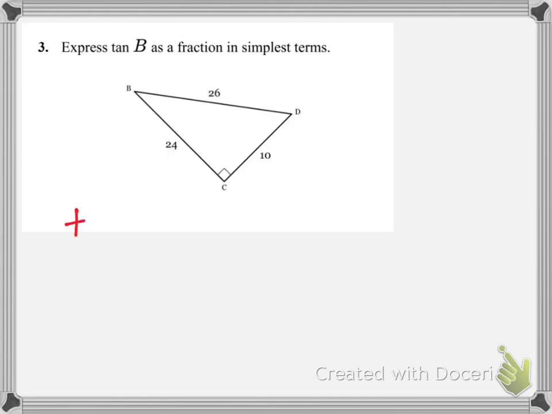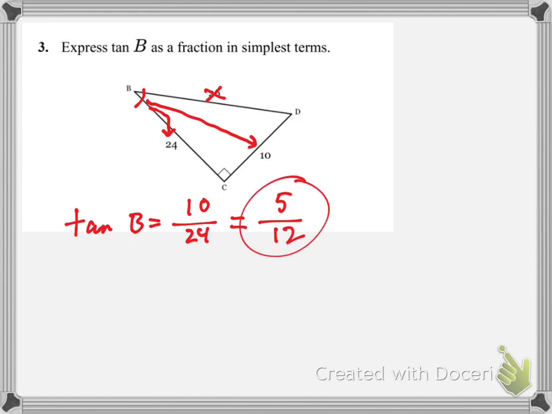All right, tangent of B. So here's B. Now, tangent is opposite over adjacent. Okay? So we don't need the hypotenuse here. So opposite B is 10, and adjacent to B is 24. Well, that reduces to 5 over 12. Okay?